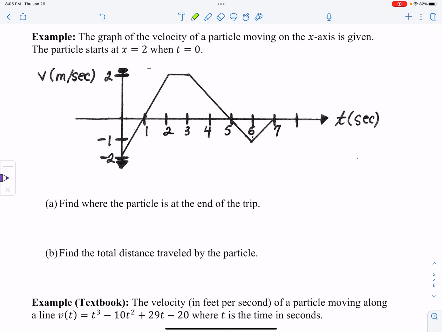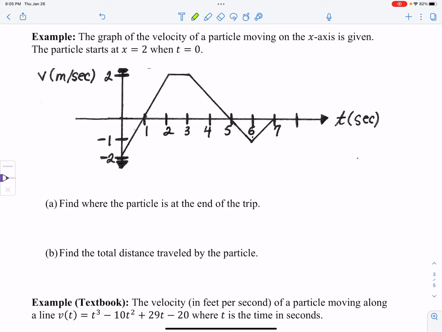Okay, so we're given a graph that represents the velocity of a particle that's moving on the x-axis. And the particle starts at x equals 2 whenever t is equal to 0. At time 0, we're not given units there. Oh, we are, sorry, t is in seconds. At t equals 0 seconds, the particle is at position x equals 2.